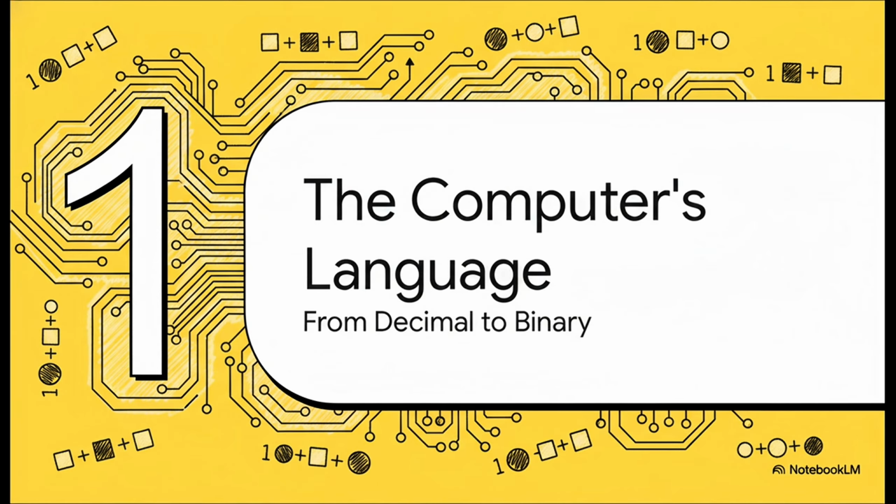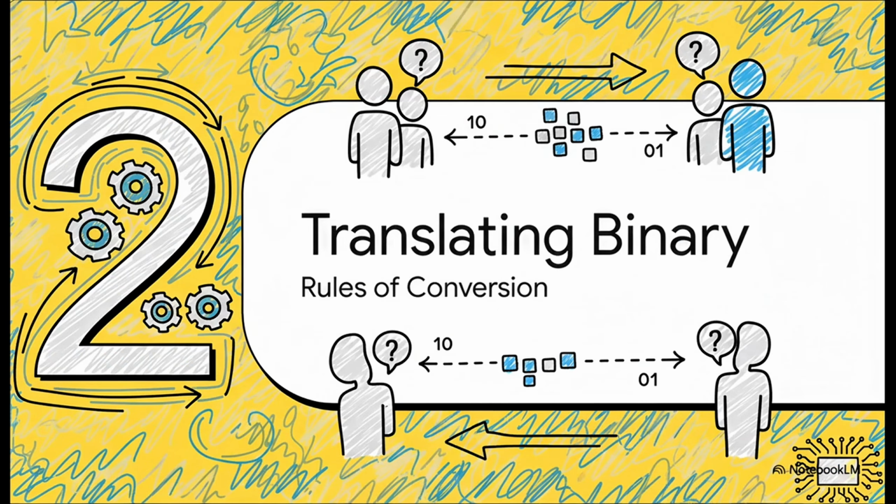It is a system built on just two symbols, 1 and 0. That is it. Every single thing a computer does, from running the most complex software to just showing you this screen right now, is all built on that simple but incredibly powerful foundation. So if we really want to get a handle on how to work with data at its very core, we first have to become translators.